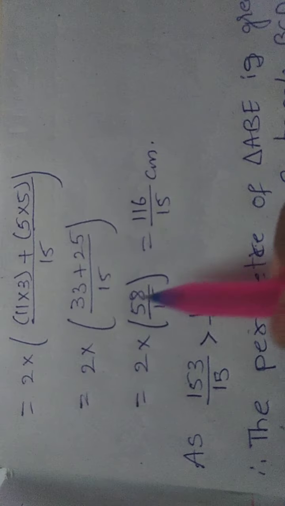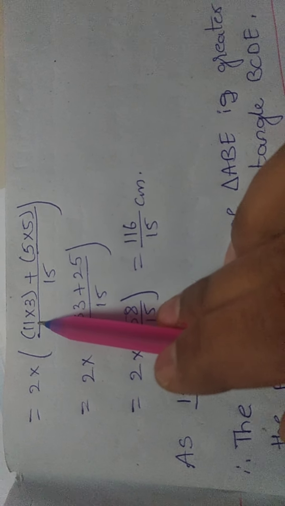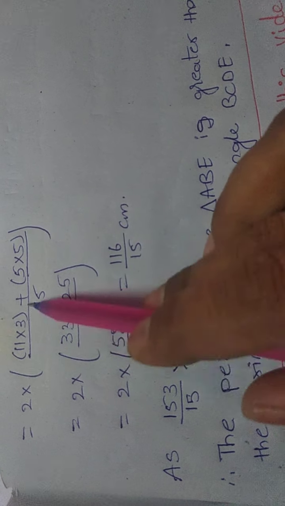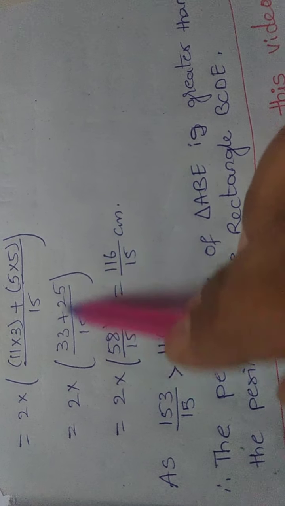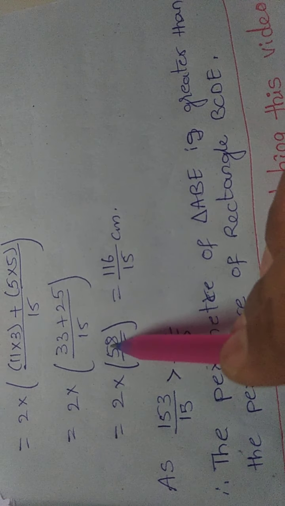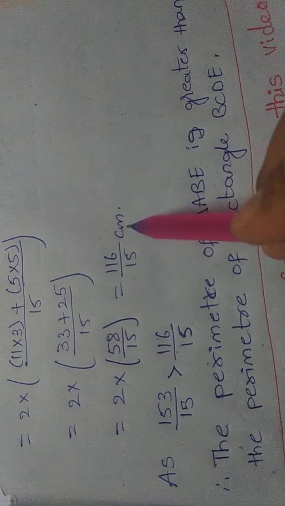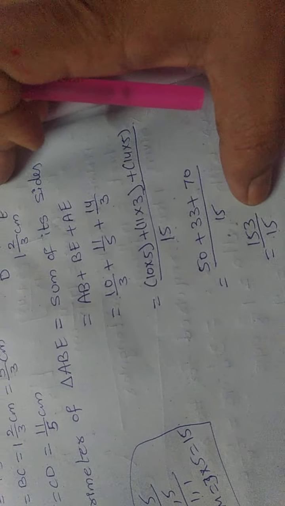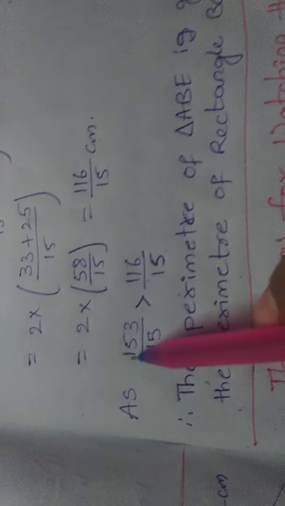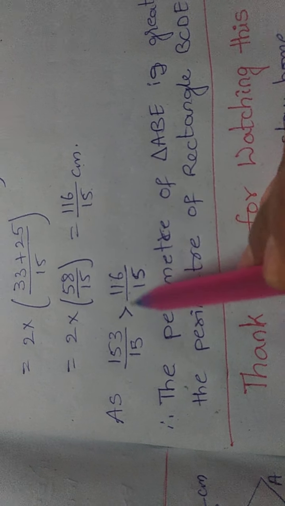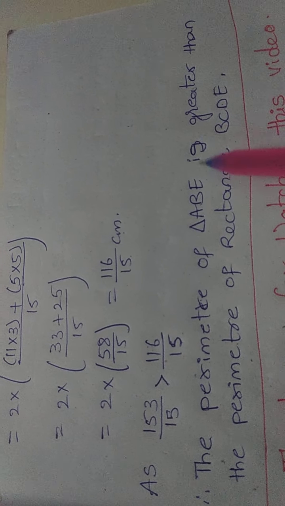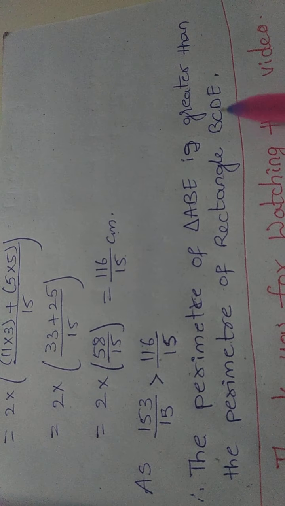Okay. 2 into, so do the LCM for 5 and 3, 15 it will come. So 11 into 3 plus 5 into 5, 11 3s are 33 plus 5 5s are 25. Add the numerators, 58 it will come. So 2 into 58 is 116 divided by 15 centimeters. This is the perimeter of the rectangle. So perimeter of the triangle is 153/15, so this one is greater now. As 153/15 is greater than 116/15, therefore the perimeter of the triangle ABE is greater than the perimeter of the rectangle BCDE.